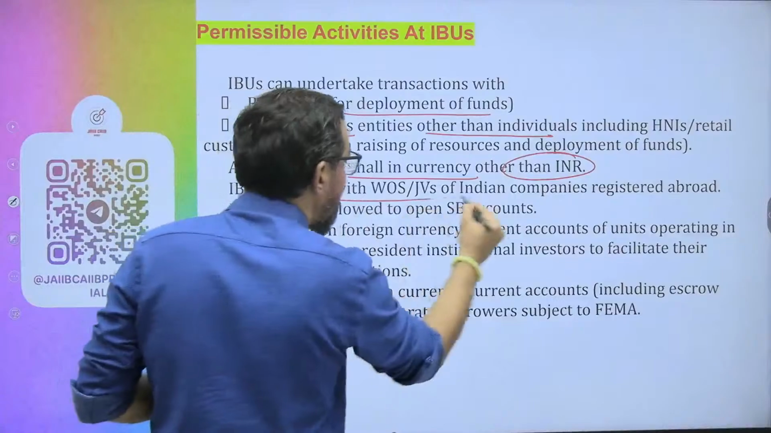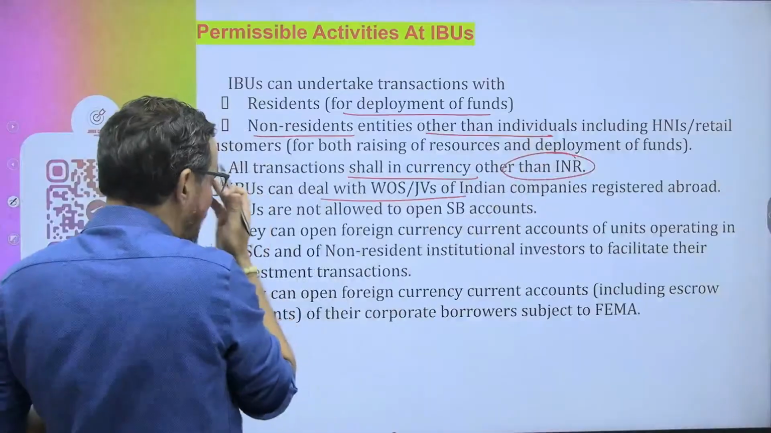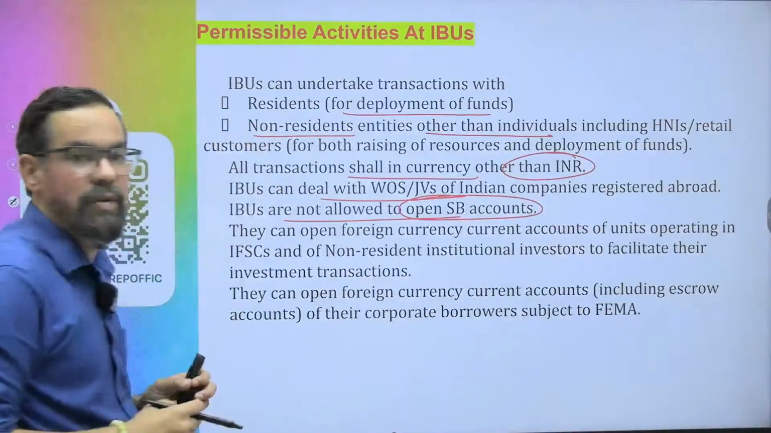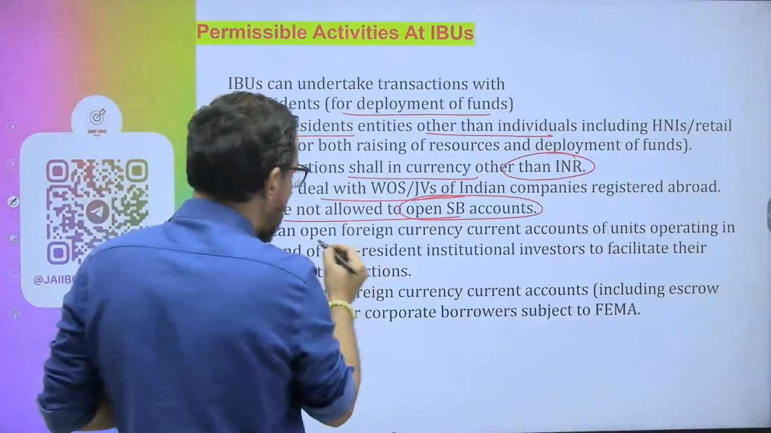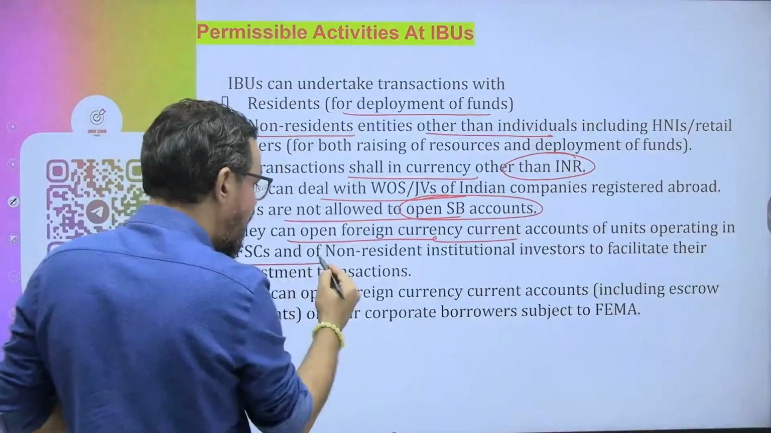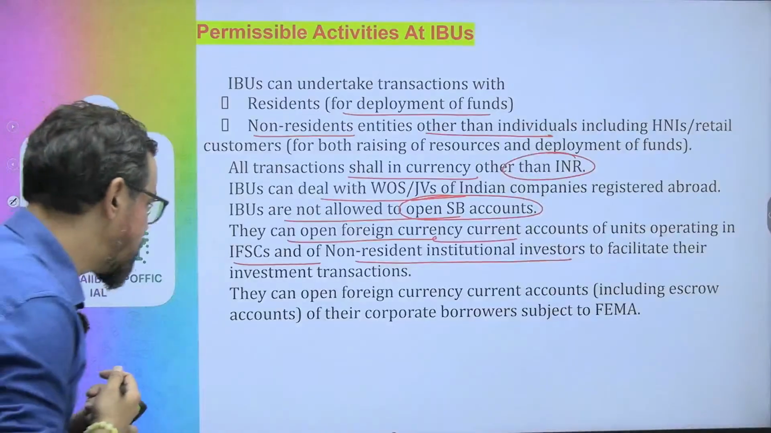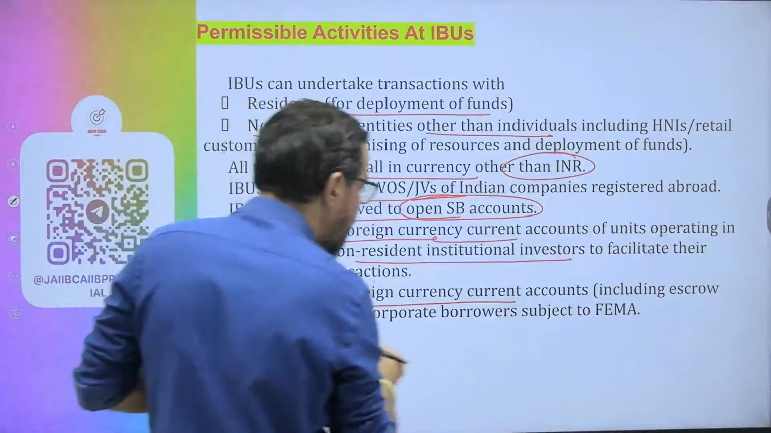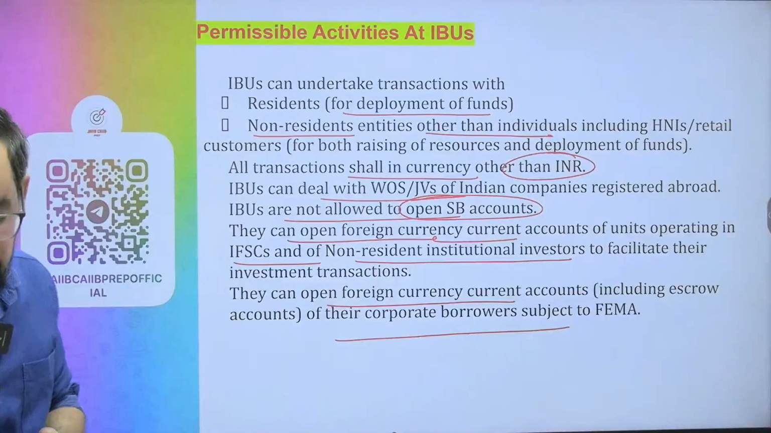IBUs can deal with wholly owned subsidiaries and joint ventures of Indian companies registered abroad. IBUs are not allowed to open savings bank accounts. They are not opening savings bank accounts. They do not issue checkbooks also. They can open foreign currency accounts of units operating in IFSC and non-resident institutional investors to facilitate their investment transactions. They can open foreign currency individual escrow accounts of their corporate borrowers subject to adherence to the FEMA rules and all. Okay, so these are the guidelines.